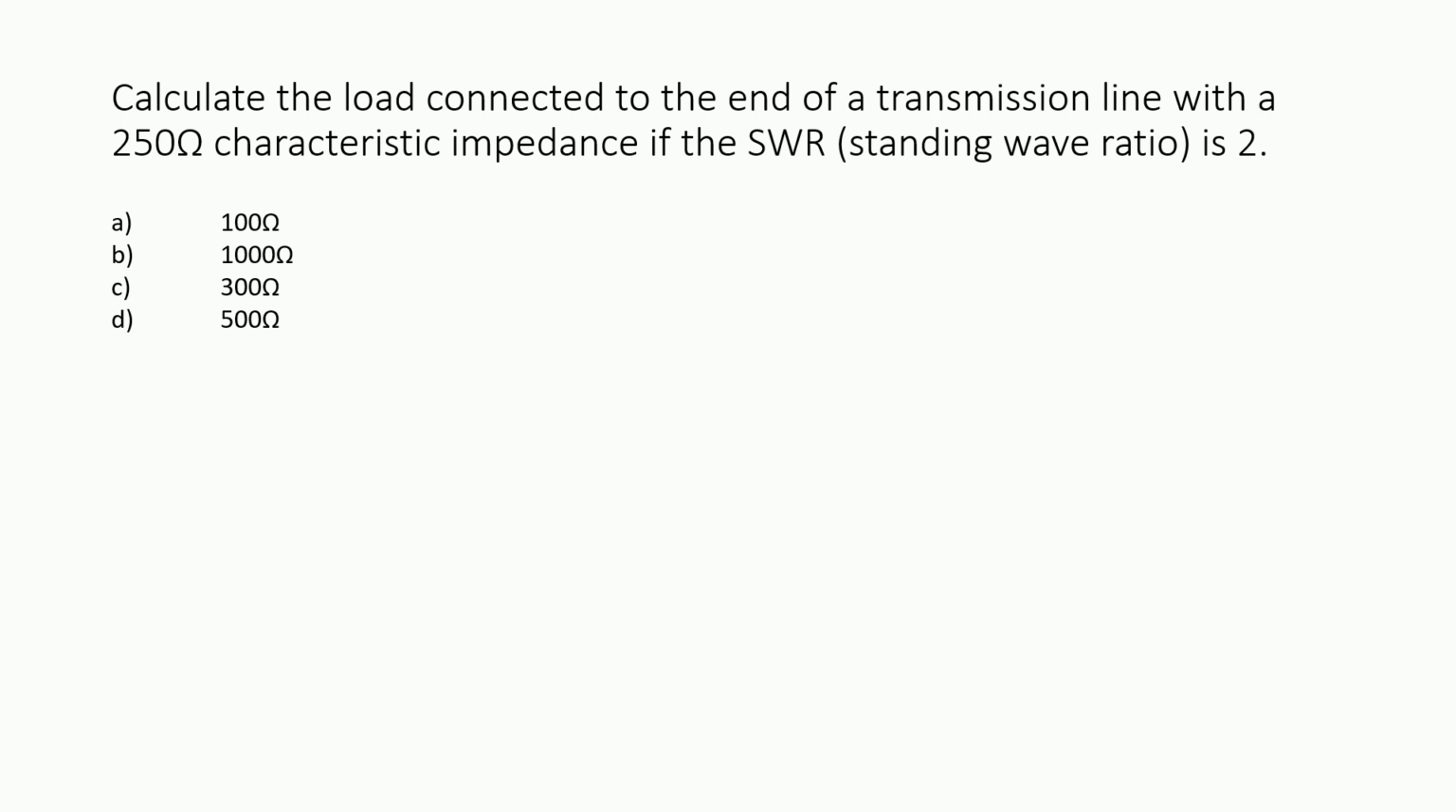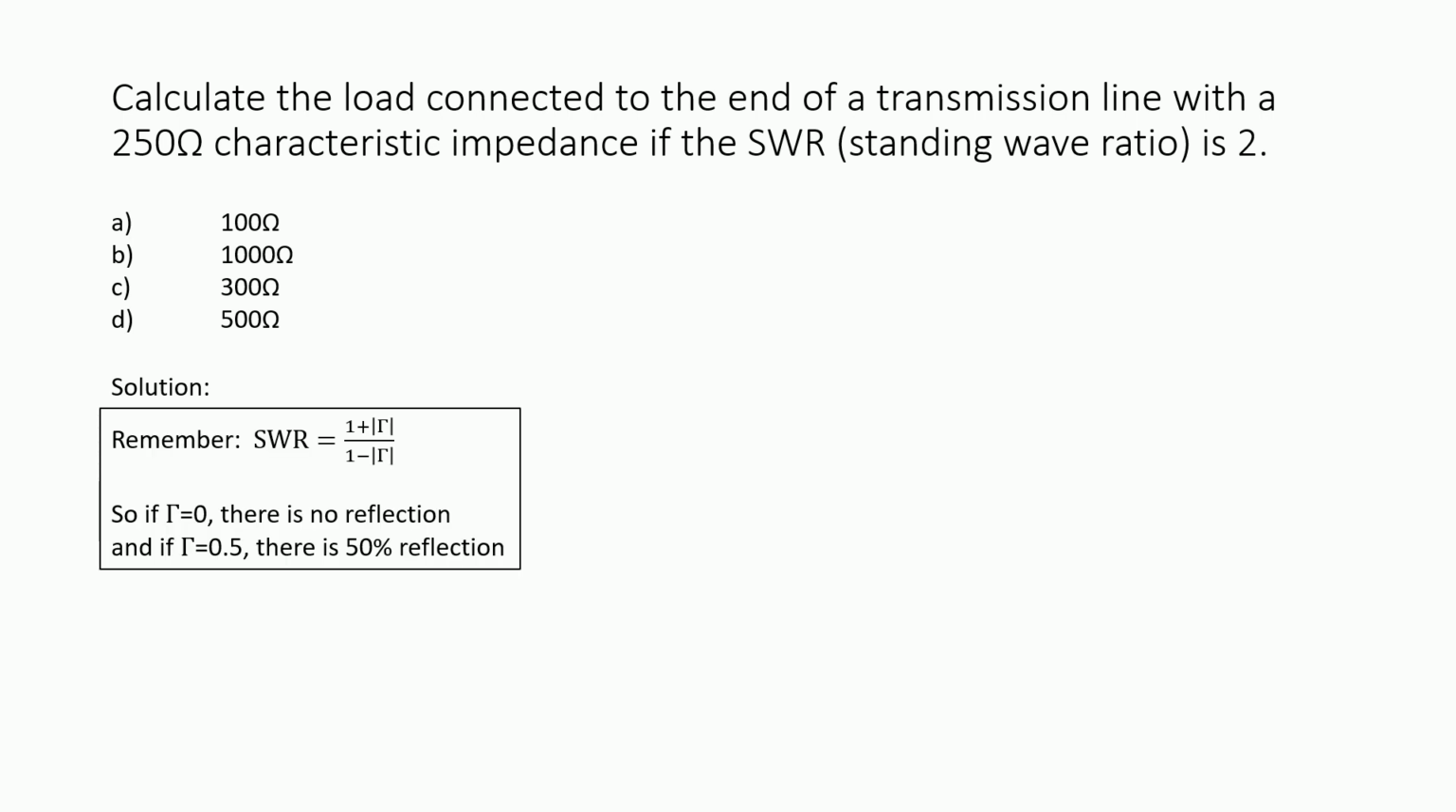Calculate the load connected to the end of a transmission line with a 250 ohm characteristic impedance if the standing wave ratio is 2. SWR is our voltage standing wave ratio, or as those of us nerds in the amateur radio biz call it, "BizWAR." That's what we do. You can go look for the SWR equation in the FE handbook. It is definitely there. But if you're like me and have it memorized, you can just regurgitate it.